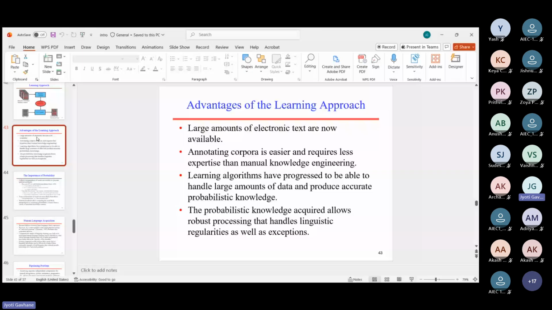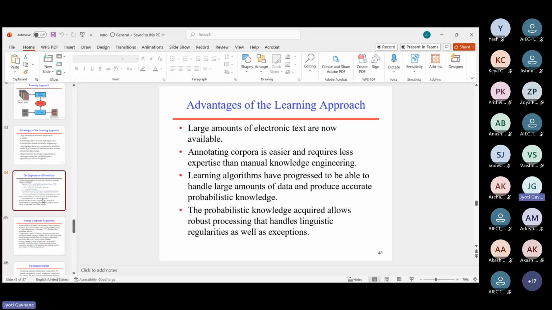Because we are generating large amounts of data, annotating corpora is easier and requires less expertise than manual knowledge engineering. Learning algorithms have progressed to be able to handle large amounts of data and produce accurate probabilistic knowledge. The probabilistic knowledge acquired allows robust processing that handles linguistic regularities as well as exceptions. So these are some of the advantages of the learning approaches.